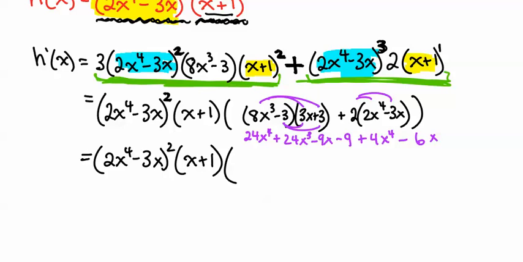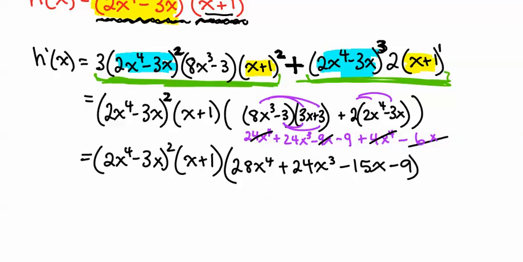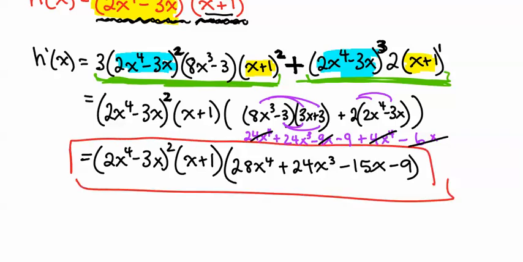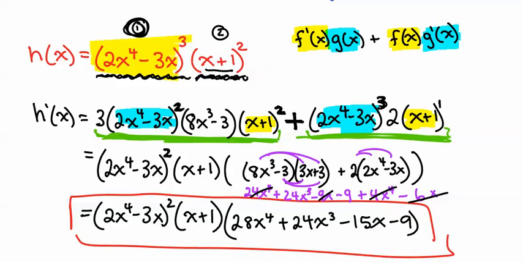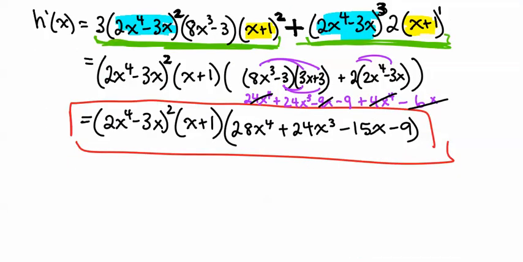So 24x^4 and 4x^4 are like terms. So that makes 28x to the power of 4. So those are gone. Plus 24x cubed. And then the 9 and the 6 can go together. So that's negative 15x minus 9. Okay, awesome. So your final answer is this entire thing right here. That's the derivative of the thing we started with, which you probably forget now, but it's that guy right there. The derivative of that is this whole bunch of junk.